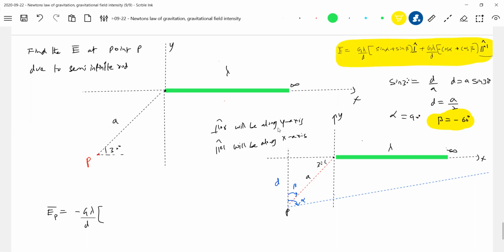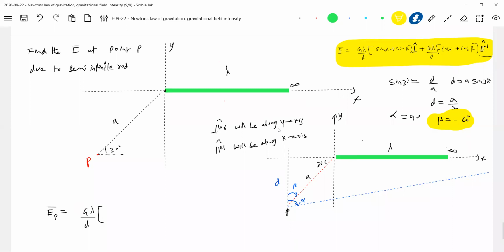How can you say it will be like this only? It's very simple, sir. Assume a small element here. Due to this small element, the field will be somewhere like this, no? So it is going to have two components, J cap and I cap. This is the perpendicular component, this is the parallel component. I'm making it very generalized. You just have to remember the magnitude perpendicular to the rod and parallel to the rod. Depending upon the orientation, J cap and I cap have to be introduced. Got the idea? That is the general application of the formula.